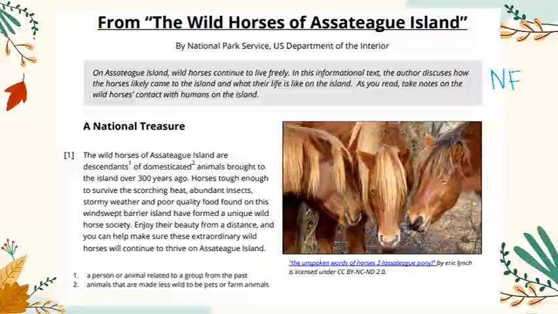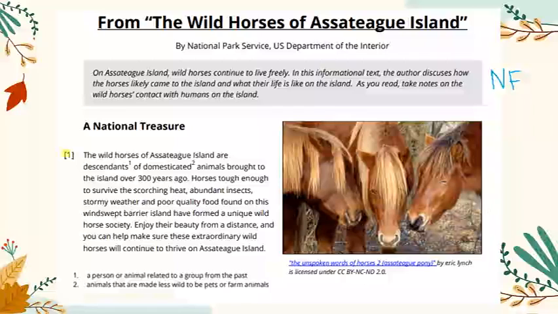Now, we've done the U, underline important words in the question. So let's go to the first N. And that's just when we want to notice, do we have numbered paragraphs? Do we have text features? I do see that the paragraphs are numbered. I do see that we have some text features going on.